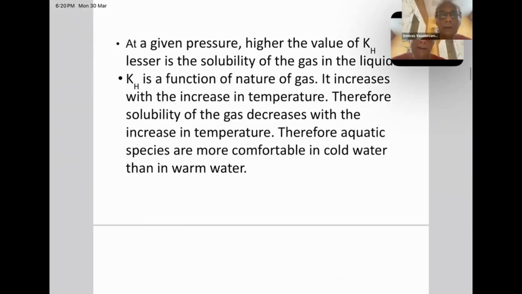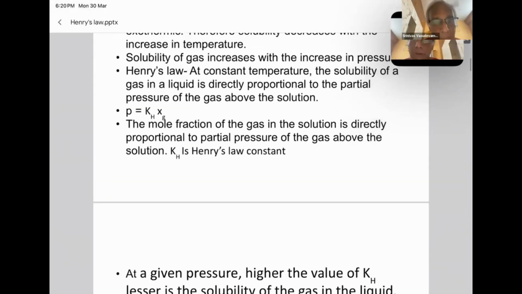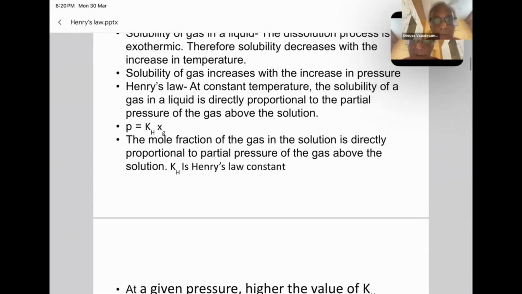Again, Kh also depends on temperature. As the temperature increases, the value of Kh will increase.